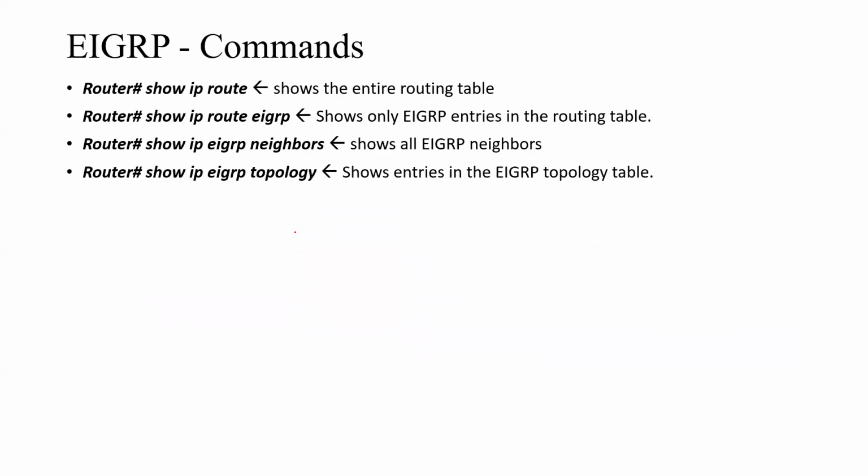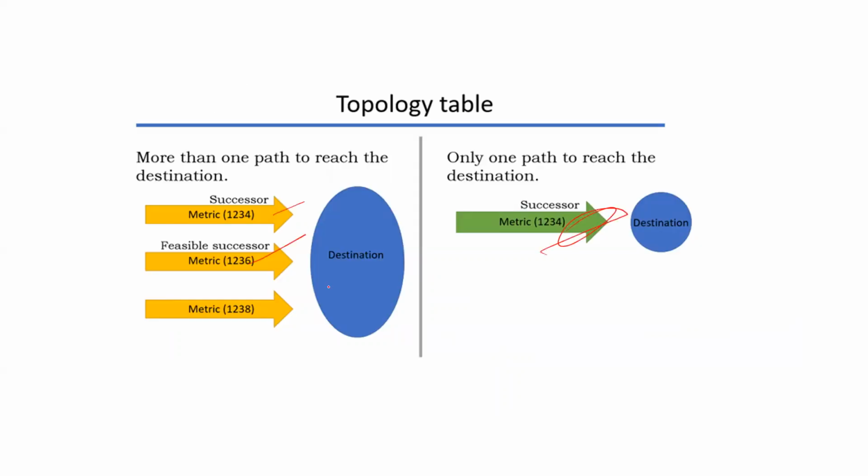So these are some commands. Metric is nothing but like the distance, we can say. The distance between source and destination. So if you have a lower metric, then it will be the successor. This is the best path.